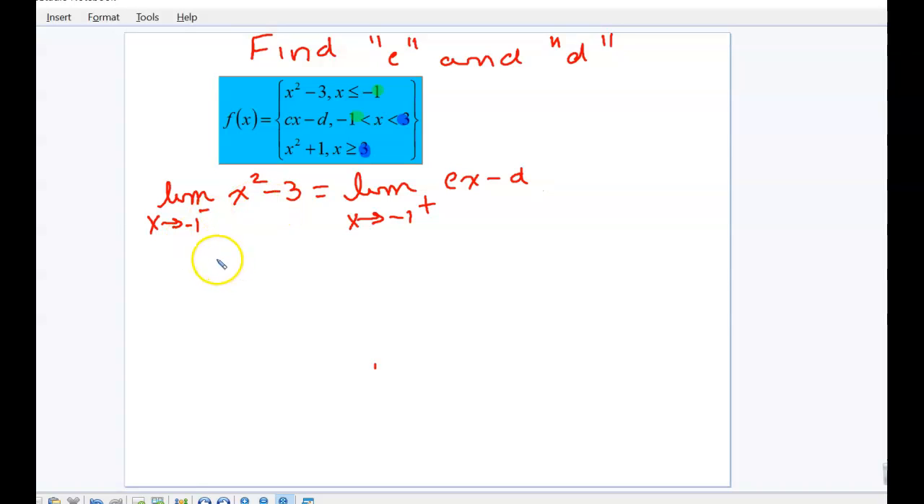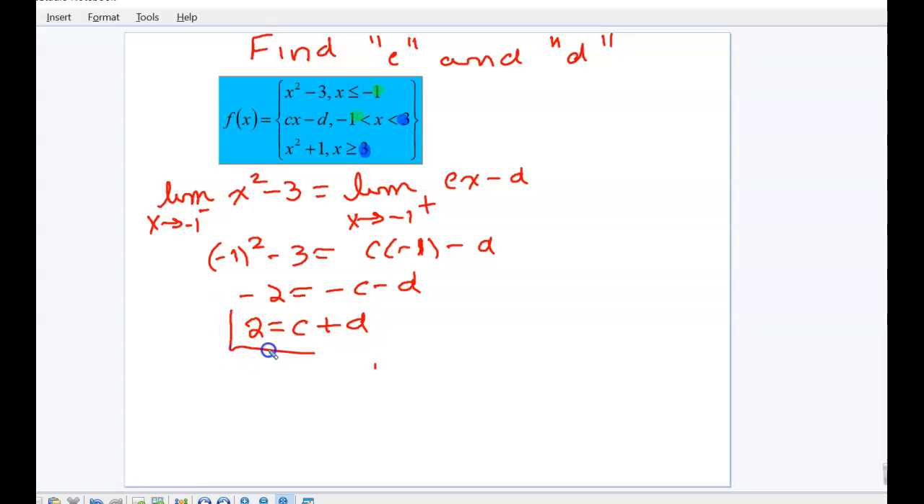Plugging in -1 for x, I get (-1) squared minus 3 is going to be c times -1 minus d. This ends up being 1 minus 3 is -2, which is going to be -c minus d. And if I multiply everything by -1, I get 2 is equal to c plus d. And that's as far as I can go with that one right now.